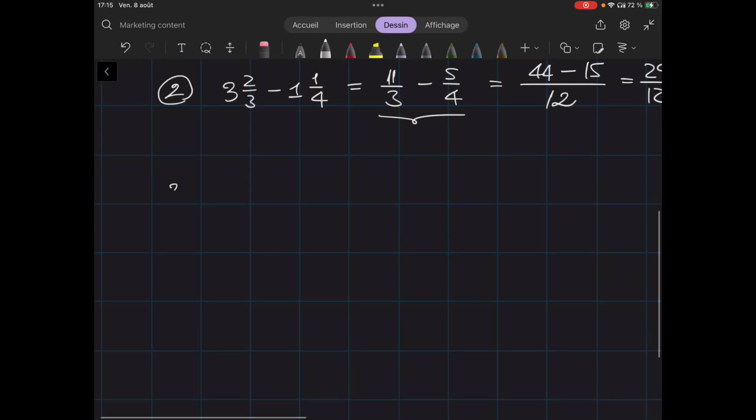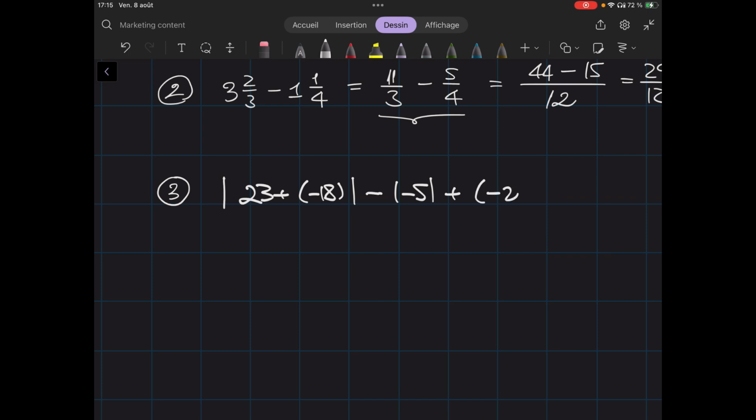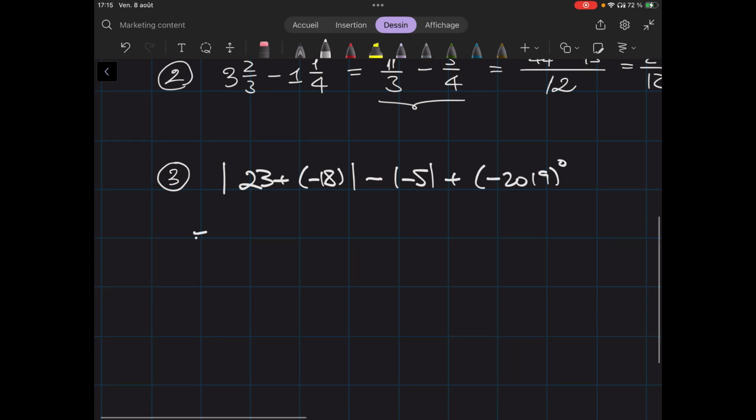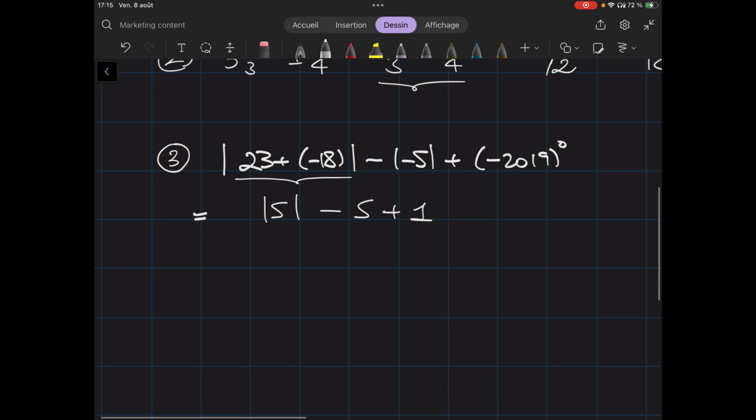Question 3. 23 plus negative 18 minus negative 5, plus negative 2019 to the power of 0. Let's do the stuff inside the absolute value sign first. 23 minus 18, that is 5. Absolute value of negative 5, that's 5. Negative 2019 to the 0. Negative anything to the 0, except 0, is 1. So negative 2019 to the 0 is equal to 1. 5 minus 5 plus 1 equals 1.